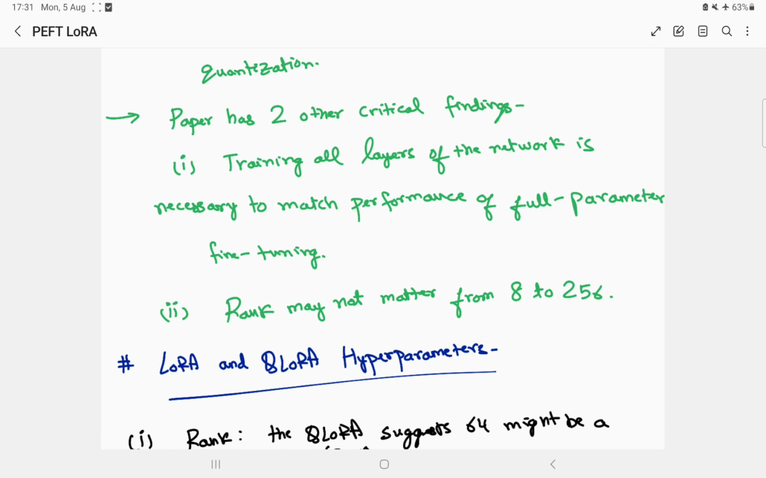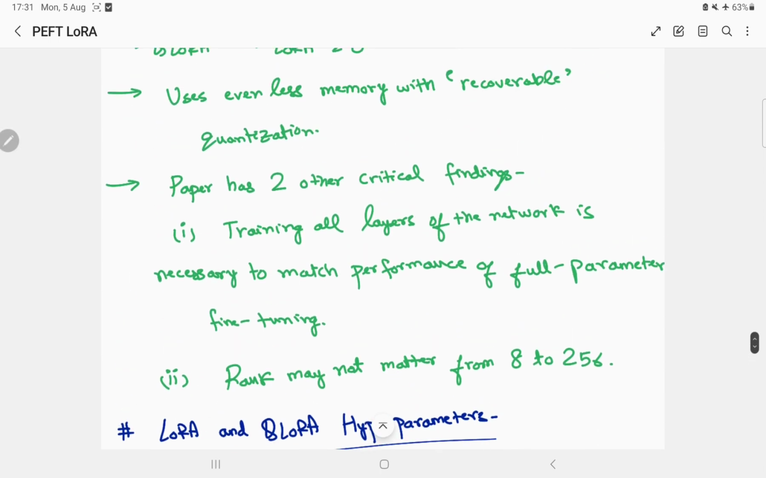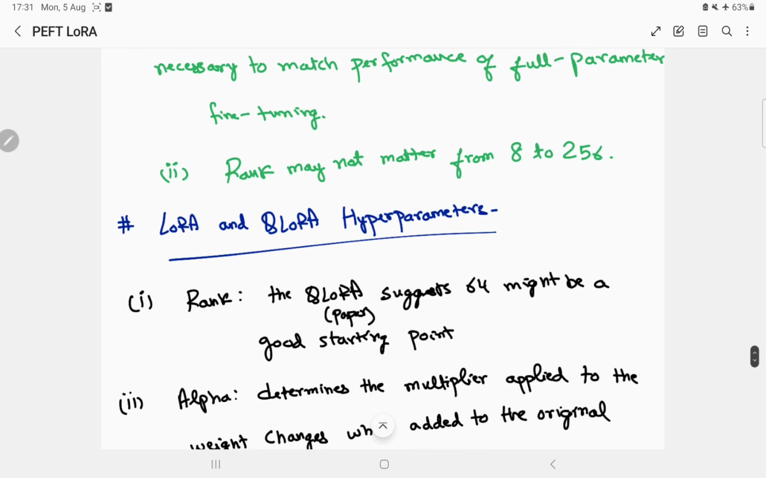You need to train all the layers of the network if you want to match the performance of a full parameter fine tuning. You can probably get close, but you can't really match the performance, right? And then another finding from the paper was that rank does not really matter. If you choose a rank value between 8 to 256, it really doesn't matter.